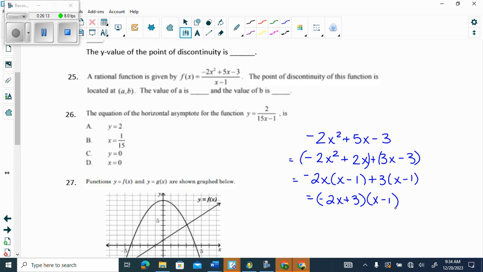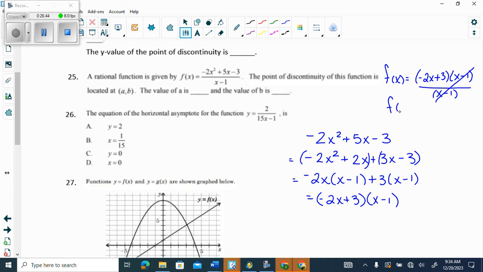So, don't factor it wrong and use 6 and 1. That's not true. So we're going to get negative 2x plus 3, x minus 1, over x minus 1. They cancel. And what am I actually left with? What kind of function am I left with? A linear function. So a line with an open dot. That's it. Right? I'm left with a line with an open dot. The line is negative 2x plus 3, and it has an open dot at 1 and something.